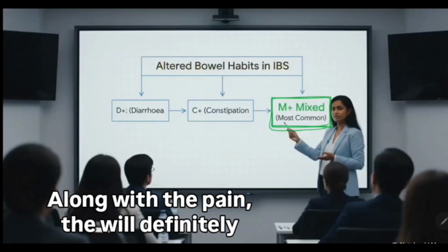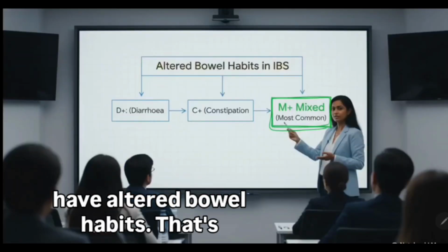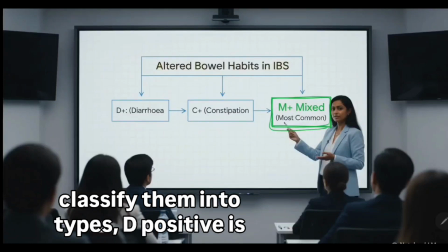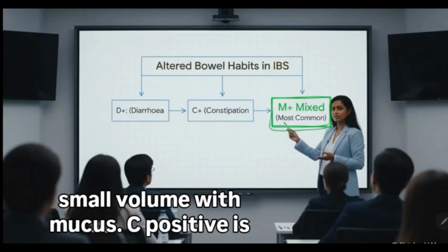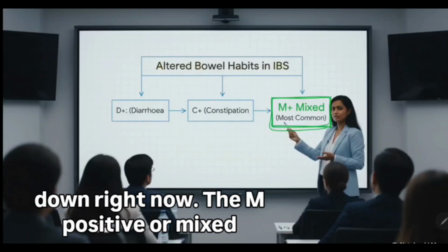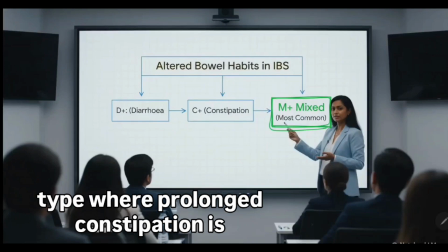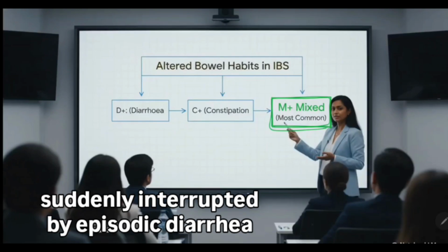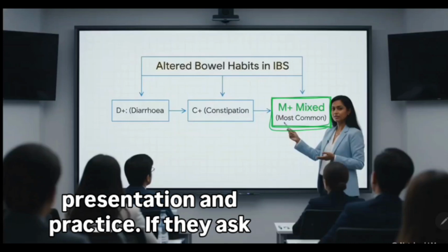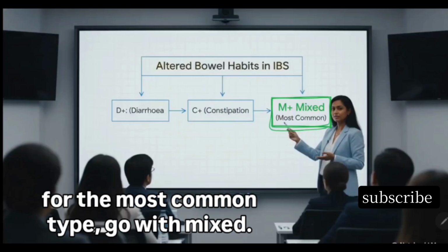Along with the pain, the patient will definitely have altered bowel habits. That's actually the most consistent symptom. We classify them into types. D positive is diarrhea predominant, which is usually small volume with mucus. C positive is constipation predominant. But note this down right now. The M positive, or mixed type, where prolonged constipation is suddenly interrupted by episodic diarrhea, is actually the most common clinical presentation in practice. If they ask for the most common type, go with mixed.